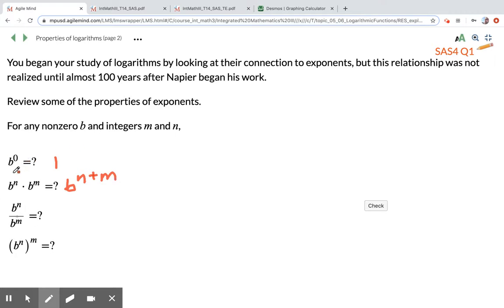And that means that if we're dividing two powers with the same base, then we're going to subtract the exponents. So b to the n divided by b to the m is actually b to the n minus m. Taking us back to 7th grade a little bit here. And last but not least, don't forget that when you have a power raised to a power, you just multiply the exponents together. So b to the n power raised to the m power just gives you b to the n times m power, that you would just multiply those together.